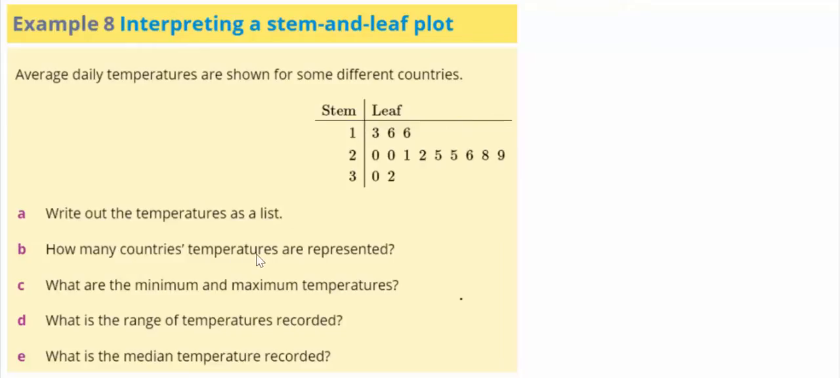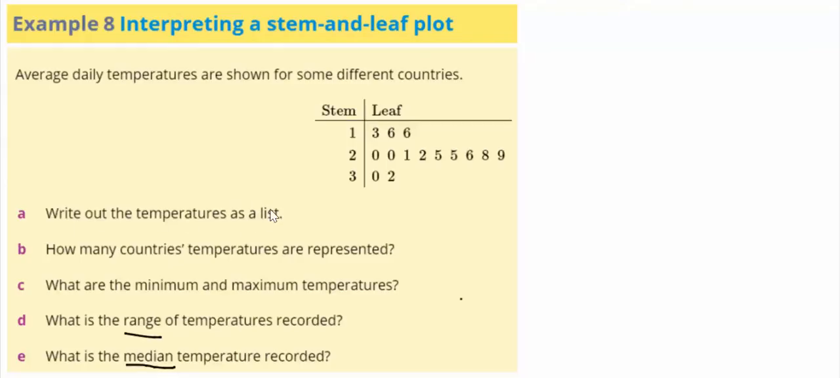Then, how many countries' temperatures are represented? What are the minimum and maximum temperatures? What is the range of temperatures? We've done range, a bit of summarising data. And what is the median temperature recorded? So the middle score. All right, I want you to pause this now and, using that stem and leaf plot, go through and answer those questions. Off you go. Okay, welcome back. Hopefully you've gone off and answered these questions on your own.